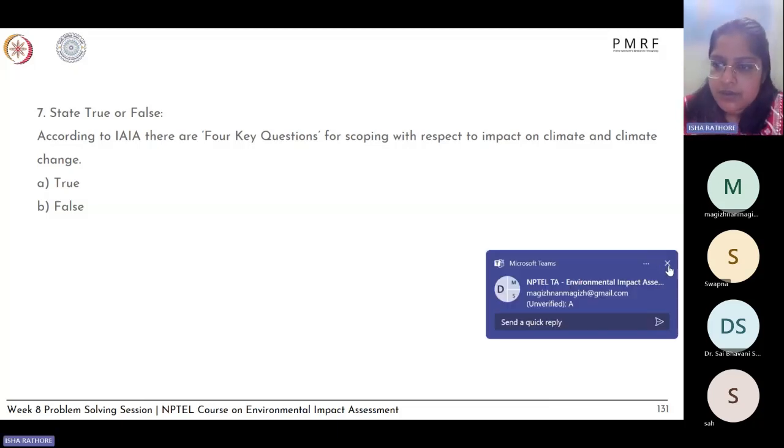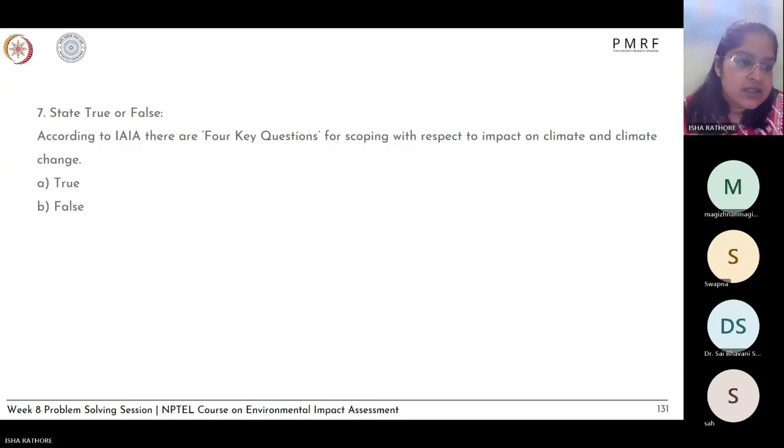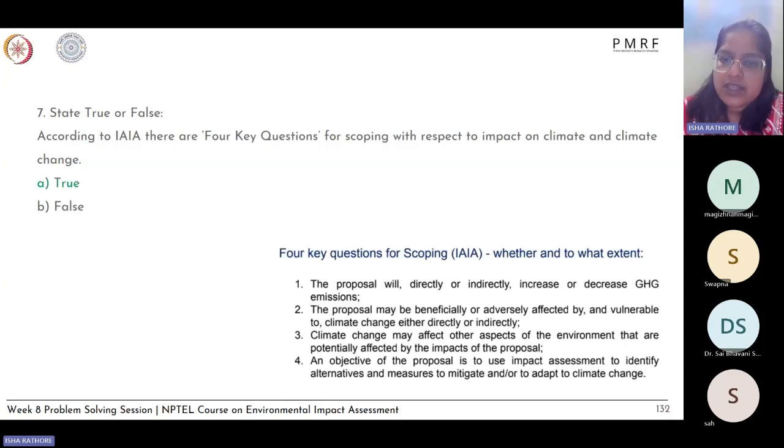Okay, so the correct answer is A, that is according to the IAIA, the International Association for Impact Assessment, we have the 4 questions for scoping. The first is whether and to what extent the proposal will directly or indirectly increase or decrease greenhouse gas emissions. The second question is whether and to what extent the proposal may be beneficially or adversely affected by and vulnerable to climate change, either directly or indirectly.